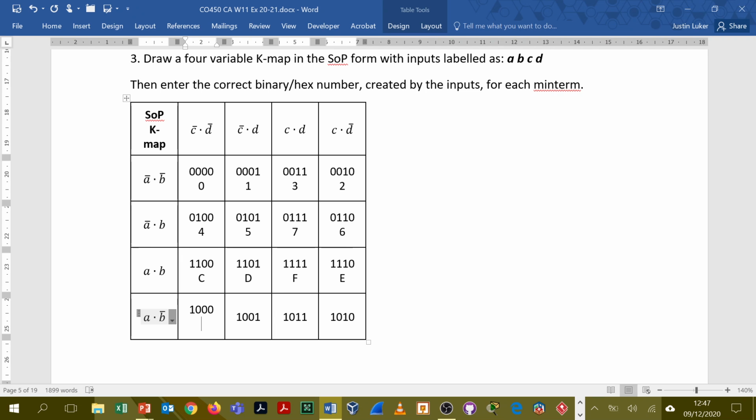This one is 8. That one's 9. That one's 11. And that one's 10. So we should be able to count all the way from 0 to F. So 0, 1, 2, 3, 4, 5, 6, 7, 8, 9, 10, 11, 12, 13, 14, 15. Yeah, so all the way from 0 to 15. So that's our hexadecimal numbers and our binary numbers for 4 inputs.